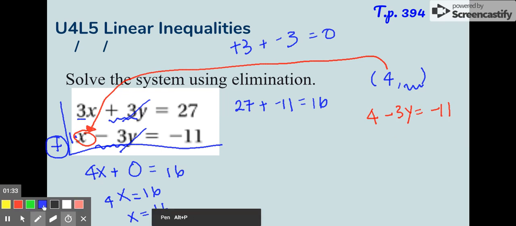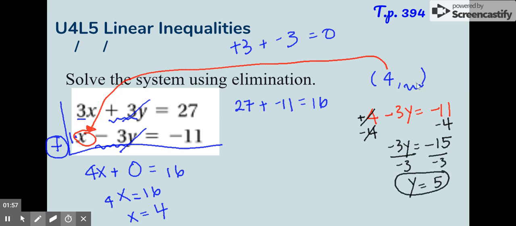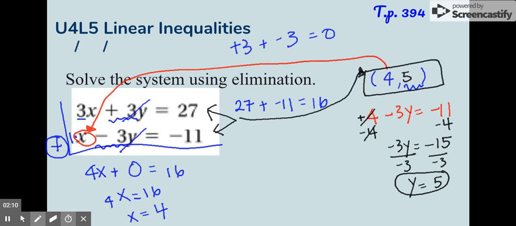So now let's get rid of the 4, okay, let me use the black. Let's undo the addition of 4 by subtracting. So negative 3y is equal to negative 15, divided by negative 3, divided by negative 3. y is equal to 5. So the solution for this system is (4, 5), which means when you graph these two equations, they will intersect at this point.